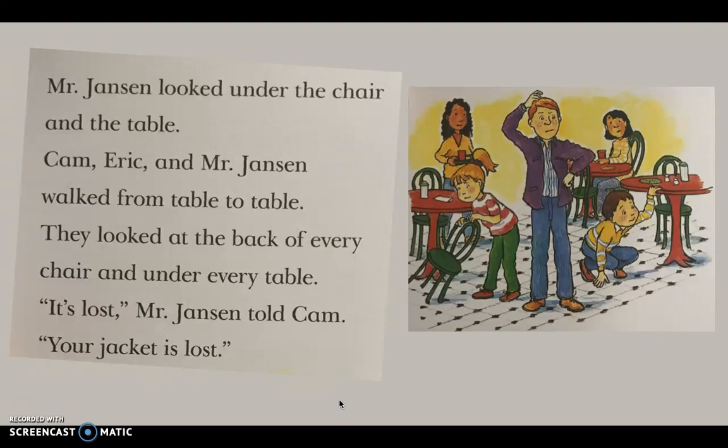What sense did Mr. Jansen use to look under the table? Tell your partner. Did you say he used his sense of sight?